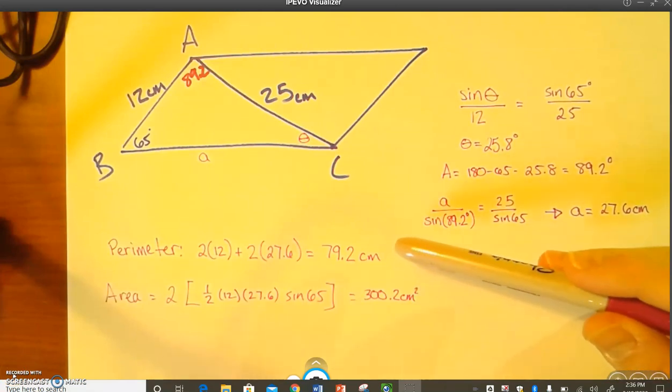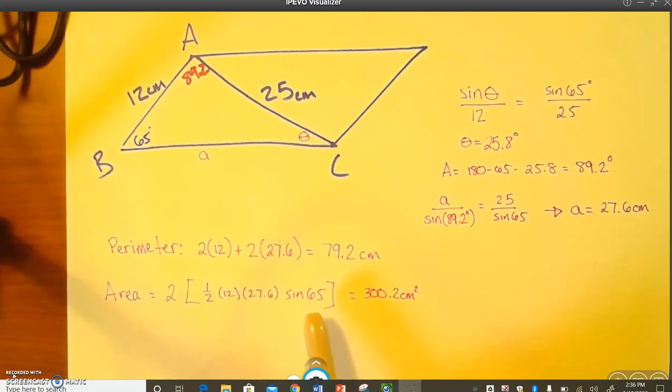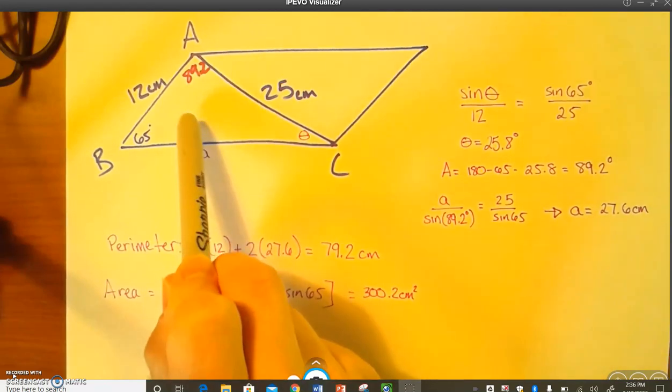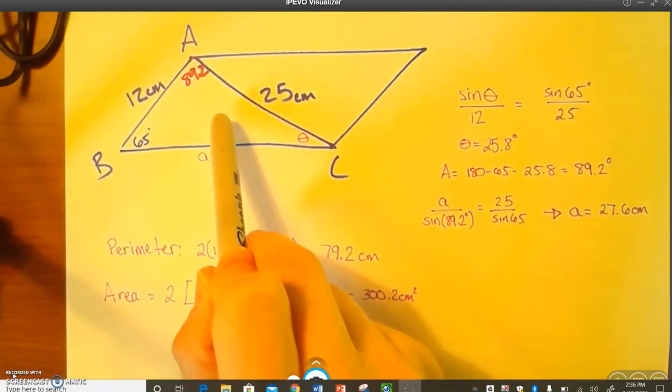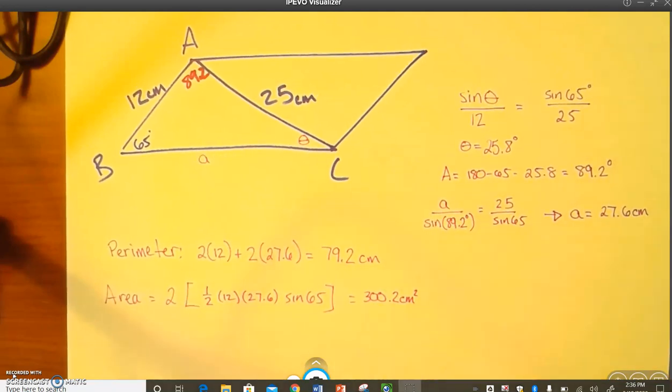So I think I finished up with the perimeter. For the area of this triangle, I'm going to use my 1/2 AB sine C, or really in this case the 1/2 AC sine B formula. This inside the brackets here only gives me this triangle, but these two are going to be congruent. That's why I'm multiplying it by 2. And that comes out to be about 300.2.